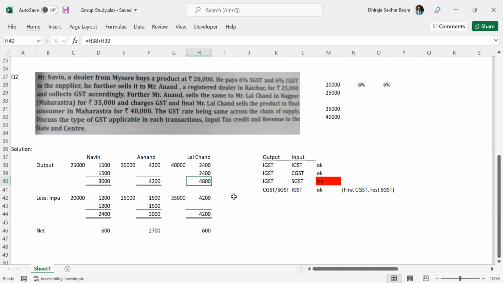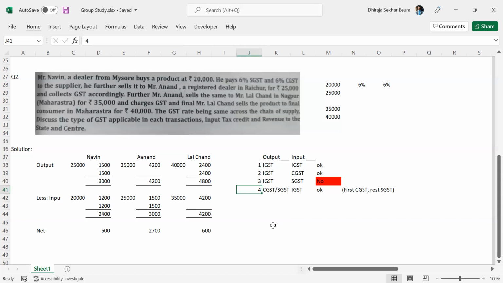It is IGST only, which is nothing but Mr. Anand's output liability, which is the input credit for Mr. Lalchand, 4,200. Can you tell me which category this is falling into? If we call it 1, 2, 3, 4, which category is this? It's the fourth category. Everybody agrees to this? Any questions?